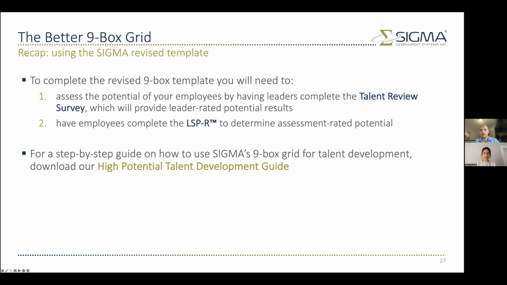So a quick recap of the required materials to complete the Sigma 9-box template. So first, assessing the potential of employees. Leaders complete the talent review survey, which provides leader-rated potential results. And then employees complete the LSPR to determine assessment-rated potential. So for a detailed step-by-step guide on how to use our resources and assessments, including the 9-box in talent development, please make sure to check out our high potential talent development guide.